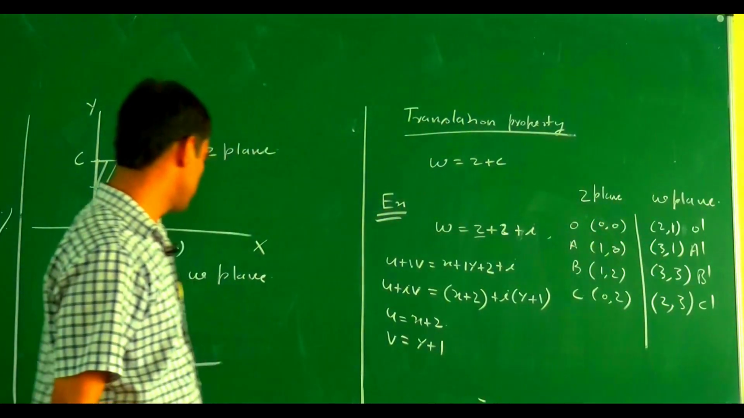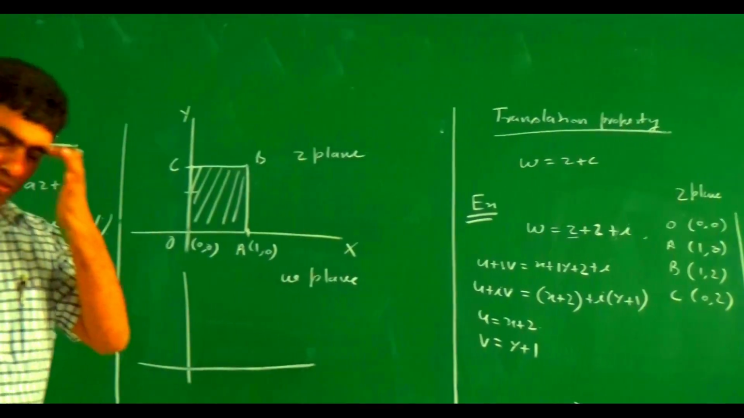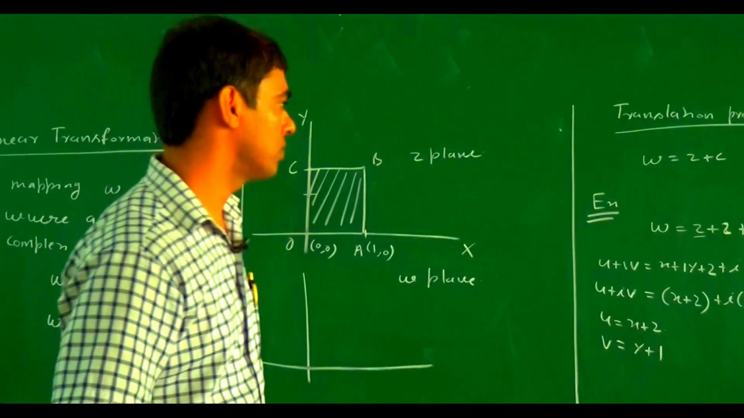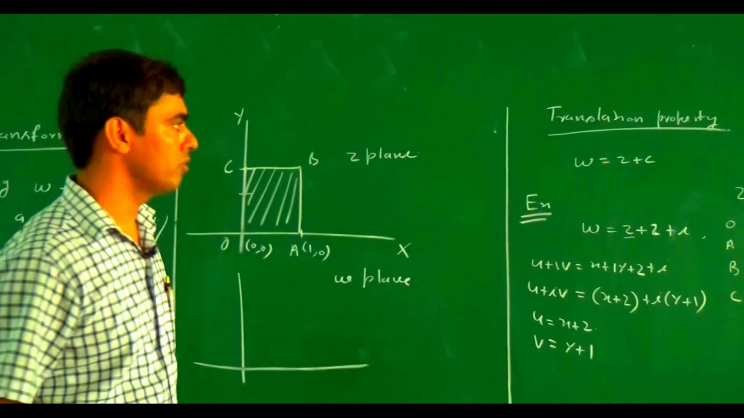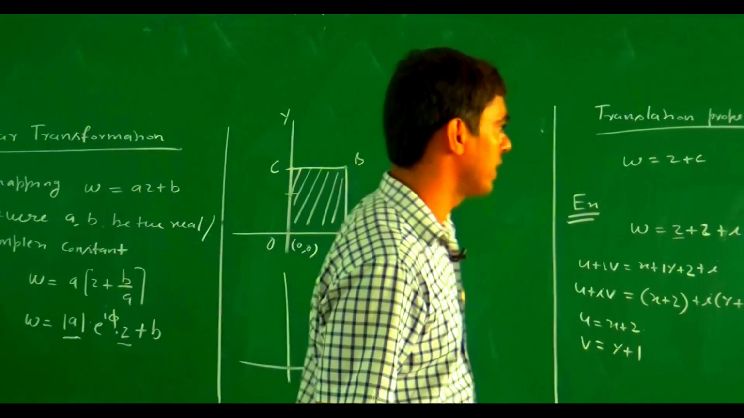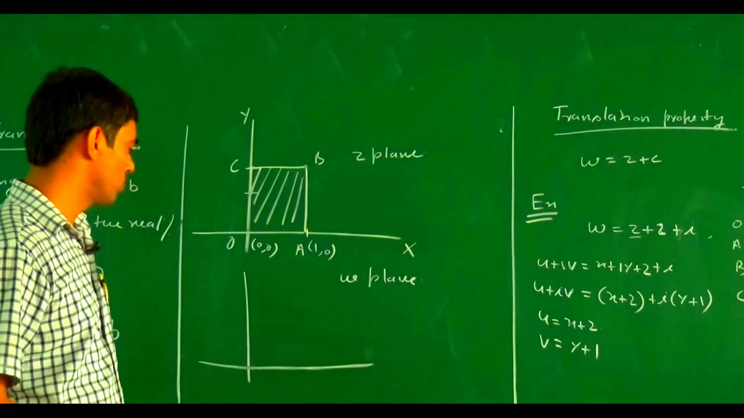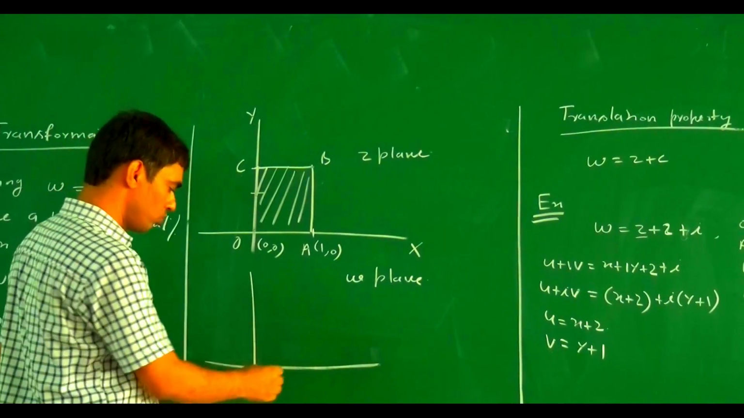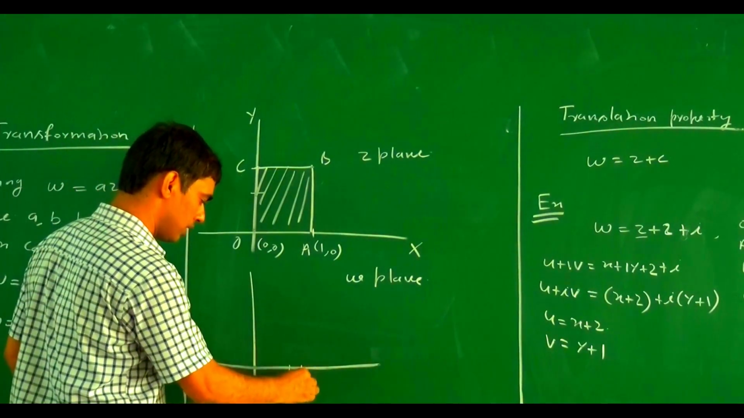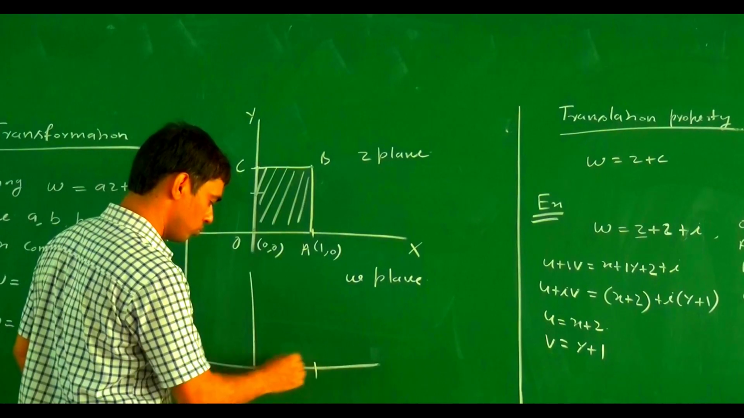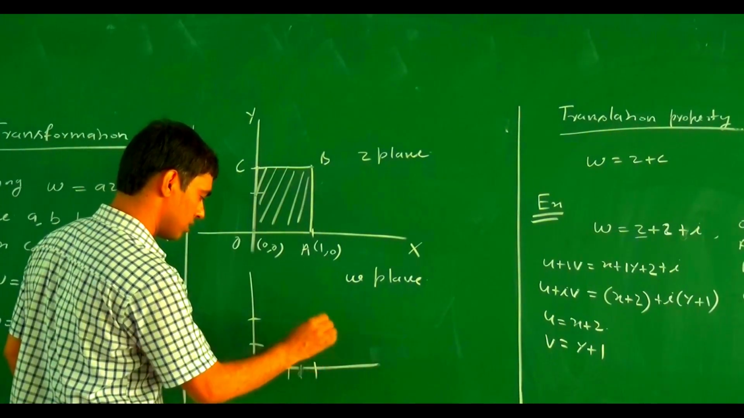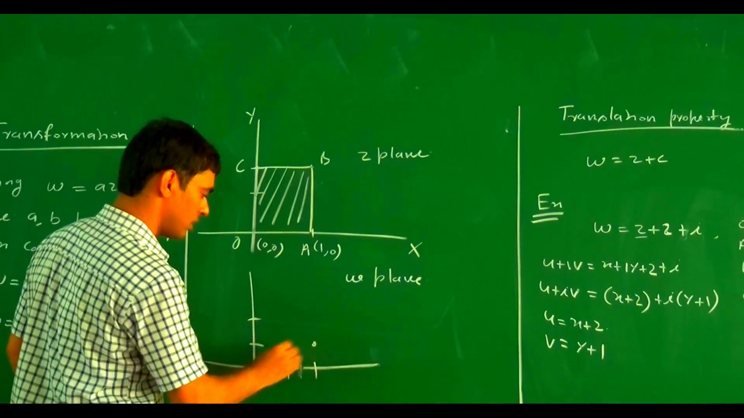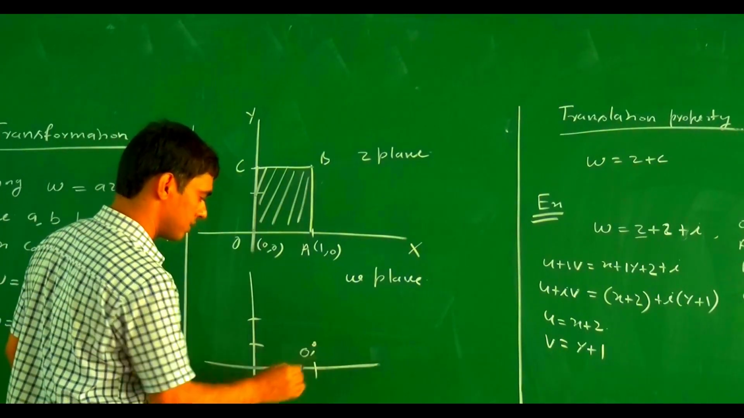Now if you plot this in the W plane and try to visualize the effect of this mapping, the first value is O dash, which is (2, 1). This one is a point, corresponding to O, O dash.